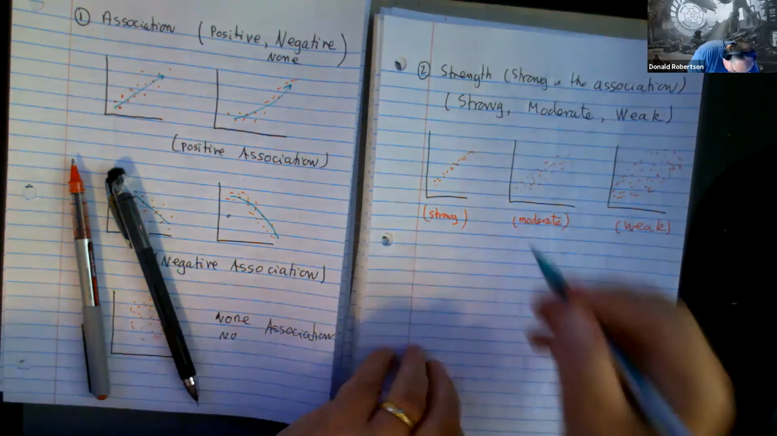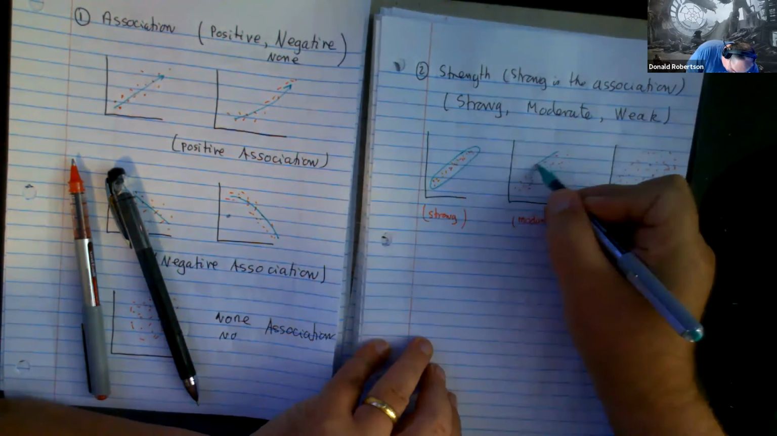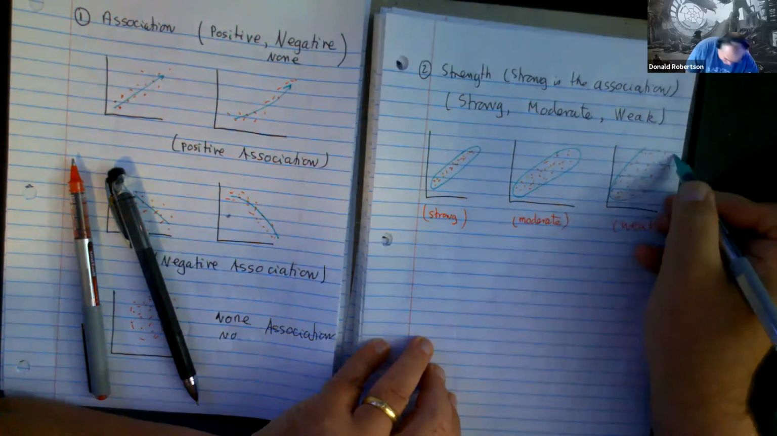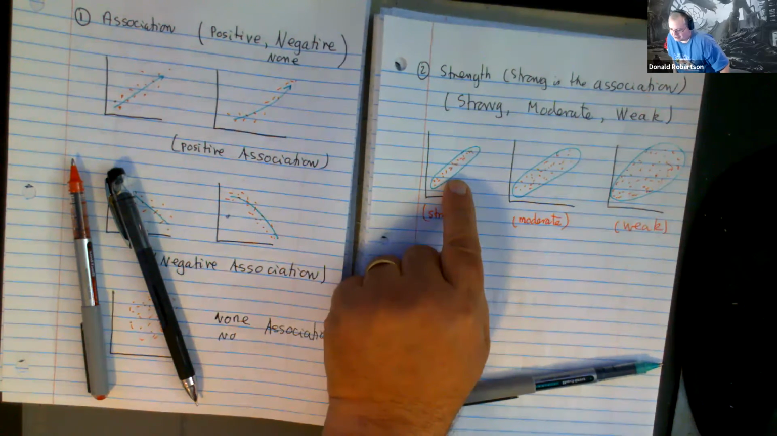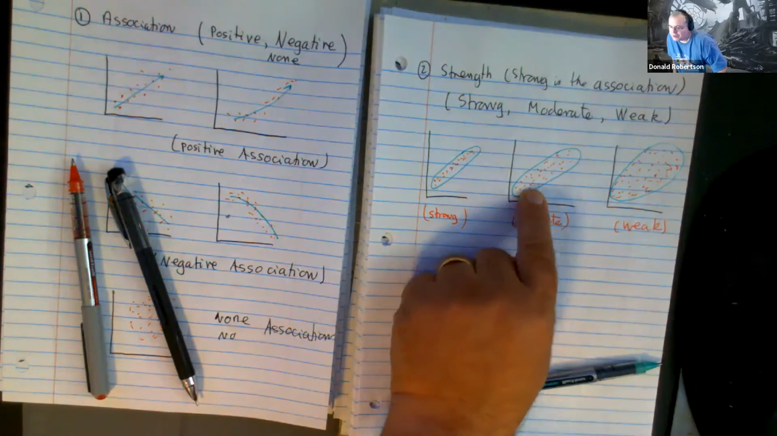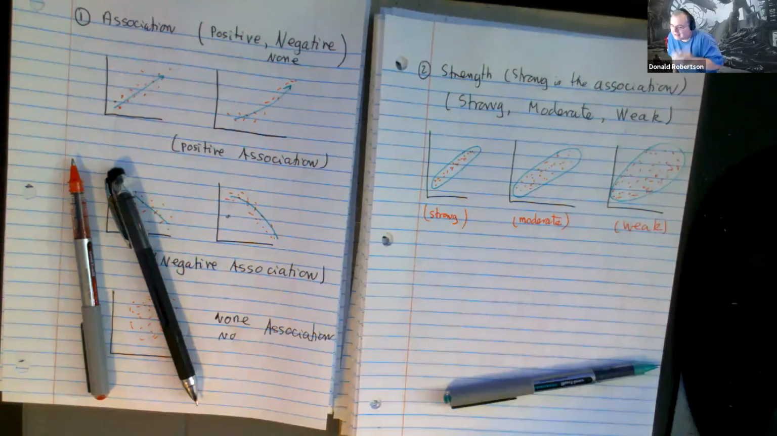What I tend to do is draw what I call sausages. Do you notice that when you've got a strong association, you have a long, skinny sausage? And when it's moderate, doesn't the sausage get a bit bigger, fatter? And when it's a weak association, doesn't it almost look like an egg? So that kind of helps me visualize it. I kind of draw boundaries around things because, for me, my brain works better that way. Does that make sense to you, the naming system?